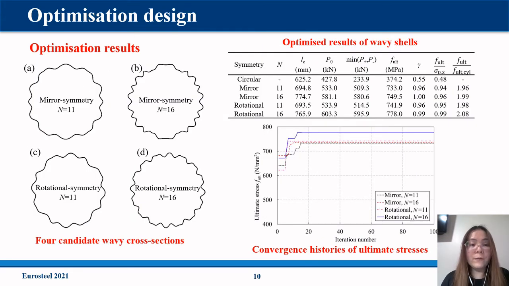We have given 4 candidate options for the symmetry and number of control points. The convergence history of ultimate stress for these 4 candidate options and the key results are presented. We can see that the shell with the 4-fold rotational symmetry and 16 control points has the highest ultimate stress, twice that of the reference cylindrical shell.